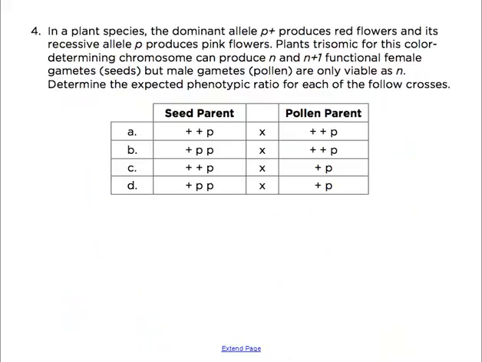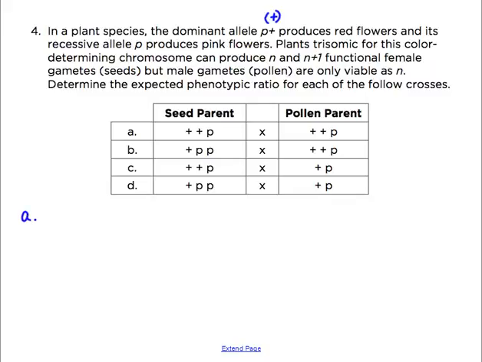Problem 4. In a plant species, the dominant allele P+, which we can just write as plus, produces red flowers, and its recessive allele P produces pink flowers. Plants trisomic for this color-determining chromosome can produce N and N+1 functional female gametes or seeds, but the male gametes, pollen, are only viable as N. Determine the expected phenotypic ratio for each of the following crosses. So, let's look at part A.